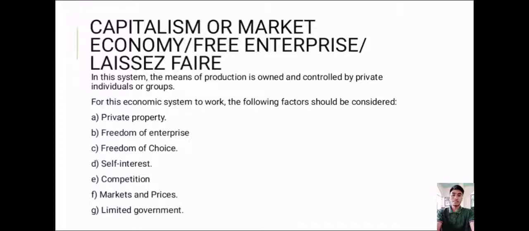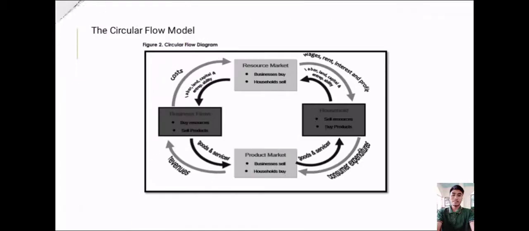Capitalism or market economy, free enterprise, laissez-faire. In this system, the means of production is owned and controlled by private individuals or groups. For this economic system to work, the following factors should be considered. There are seven: private property, freedom of enterprise, freedom of choice, self-interest, competition, markets and prices, and the last one is limited government.